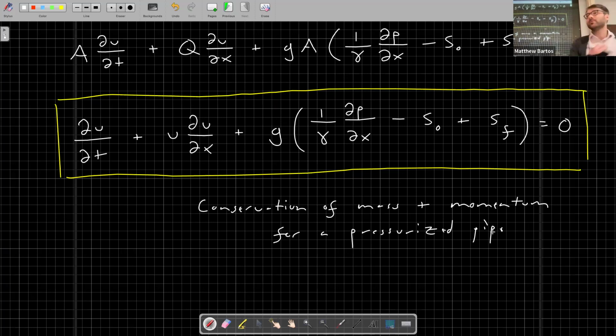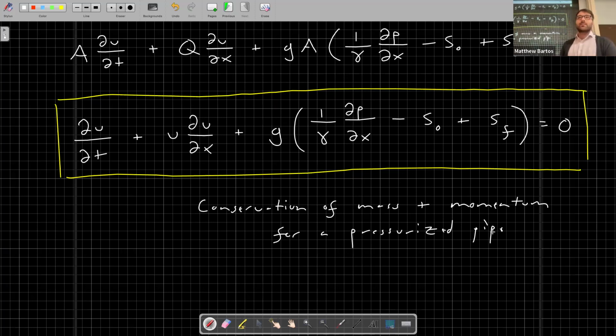Yes. For the Q, you just made it into the AU, right? And it's about the A's. So I divided the first equation by A. So the first term, A goes away, Q becomes U, and GA becomes G. Good question. Any questions on this derivation?